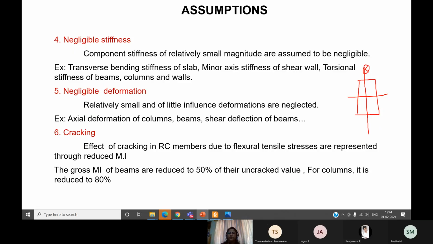Similarly, the torsional effect of a beam, column, and walls we neglect. Similarly for slab, the out of plane bending will not be considered. So the transverse bending stiffness of slab will not be considered. So that is one assumption.